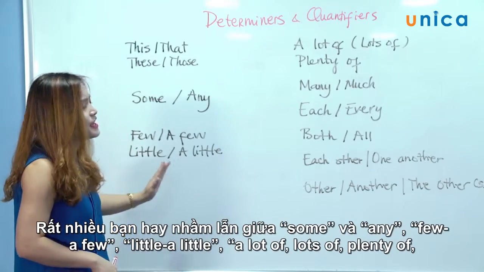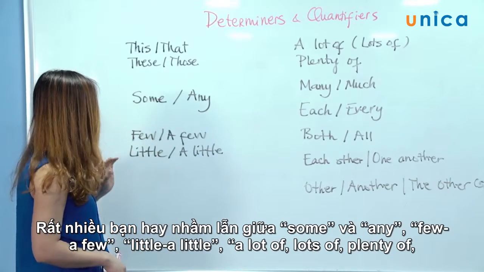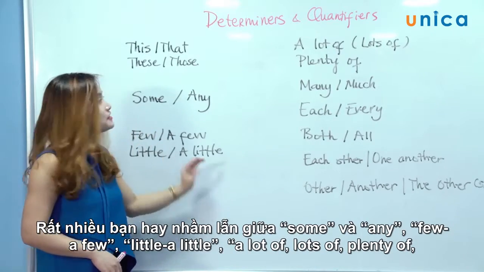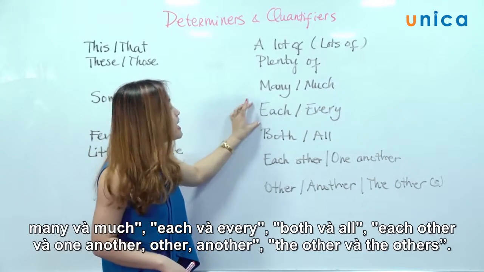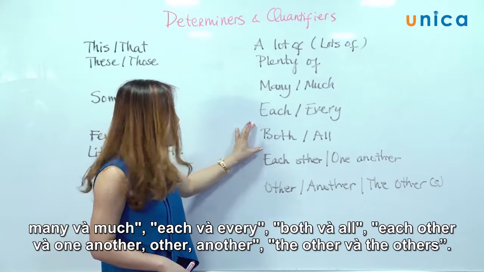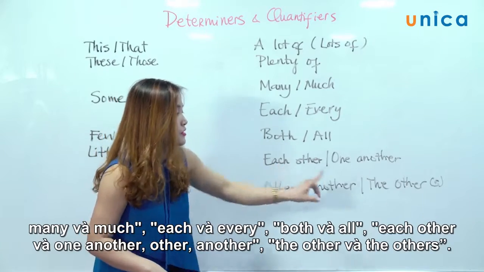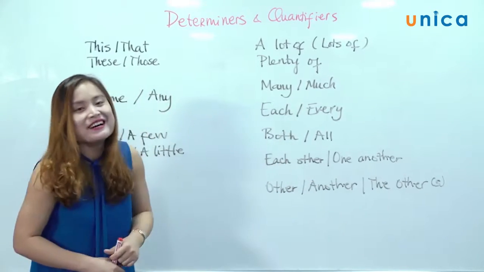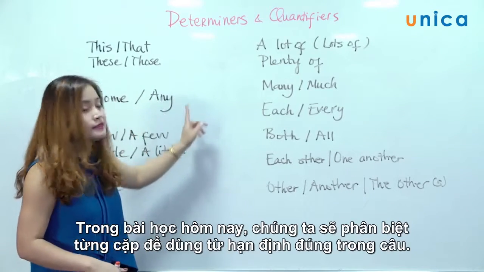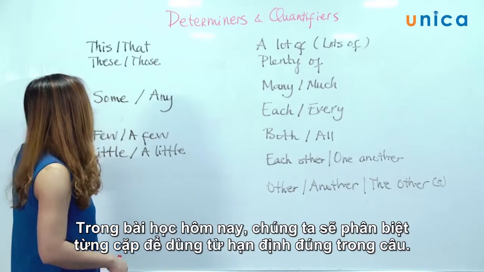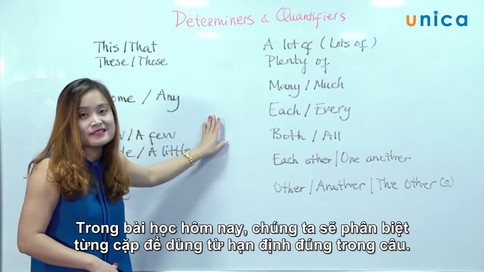A lot of you guys get confused between some and any, few, a few, little, a little, a lot of, lots of, plenty of, many and much, each and every, both and all, each other, one another, other, another, the other, or the others. Oh my goodness. In today's lesson, I'm going to distinguish each pair to see how these determiners are used properly in a sentence.